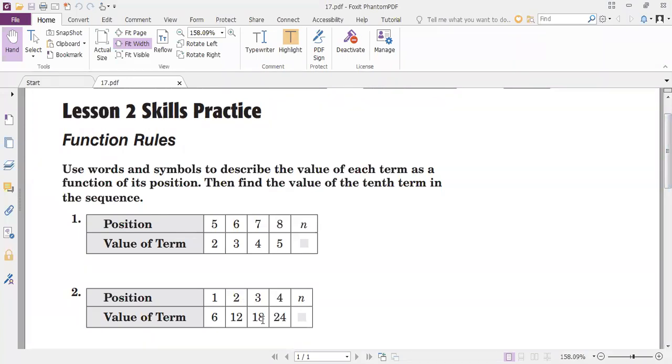So I multiply by 6. Every time I multiply by 6. So 1 becomes 6, I multiply by 6. 2 multiplied by 6 gives me 12. 3 multiplied by 6 gives me 18. 4 multiplied by 6 gives me 24. If I have n here, what do we have down?